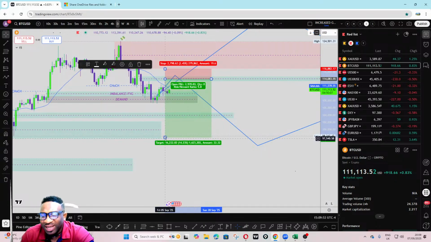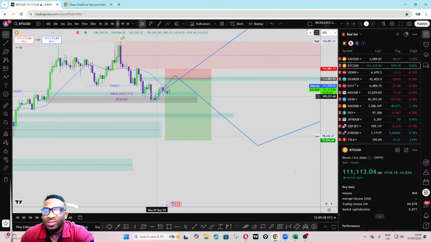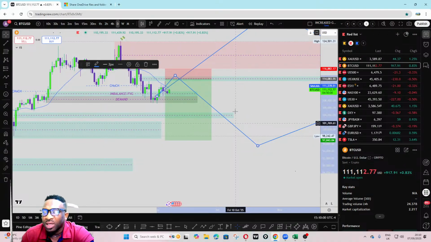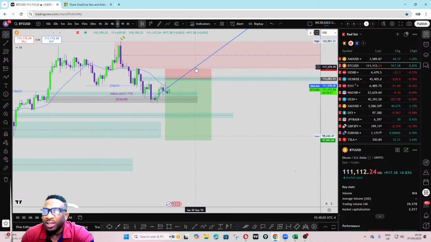This is on the daily time frame, so we can further refine this on the smaller time frame. Let me take this out to make the chart a little bit cleaner.